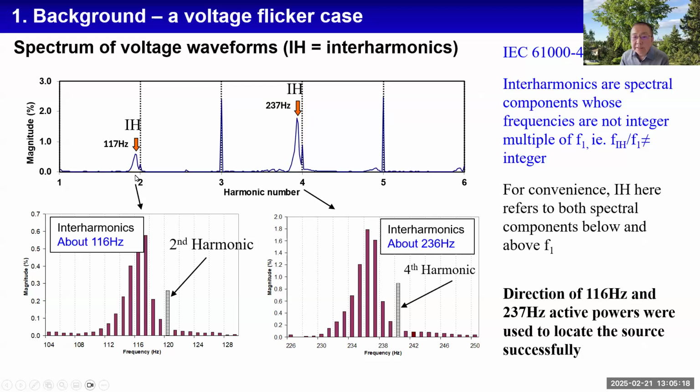For this particular operating condition, we found interharmonics around 117 Hertz and 237 Hertz. This is the enlarged portion of this area. This type of spectrum component is defined by the IEEE standard, which shows that interharmonics are spectrum components whose frequencies reside between harmonics.